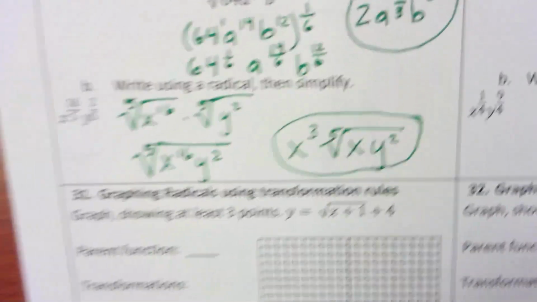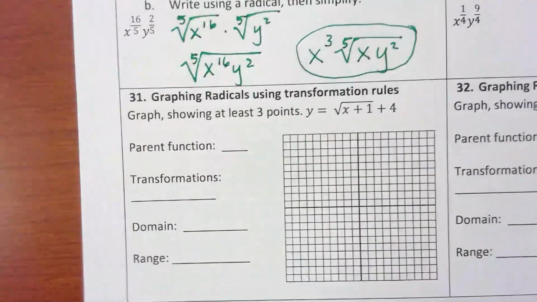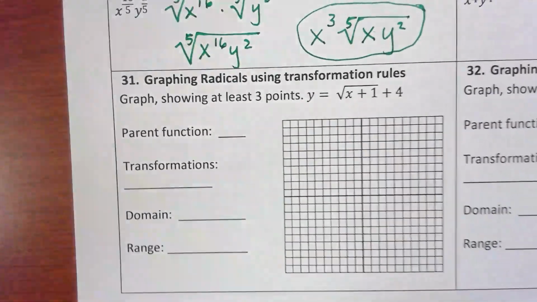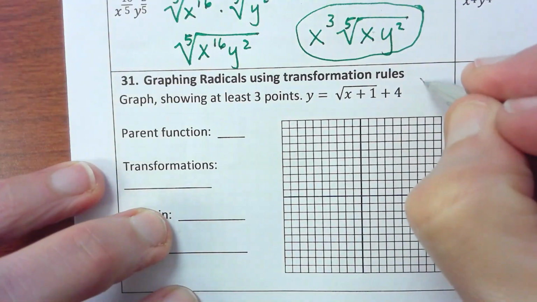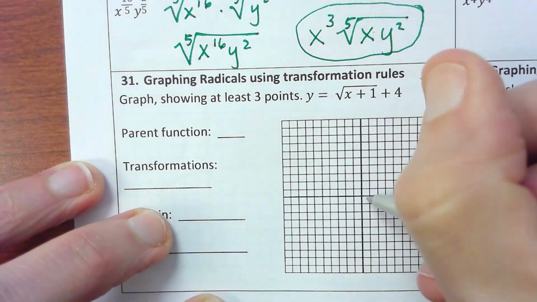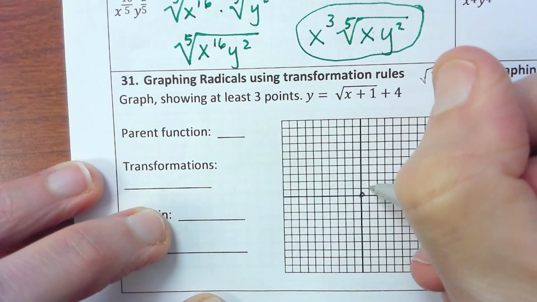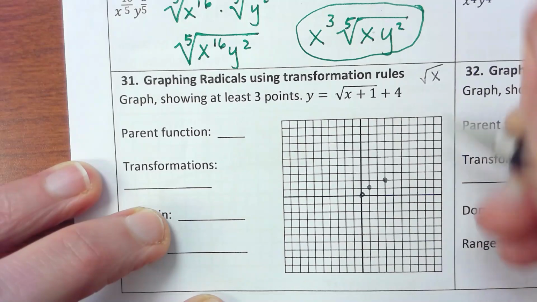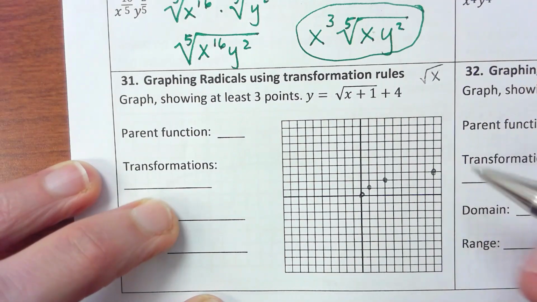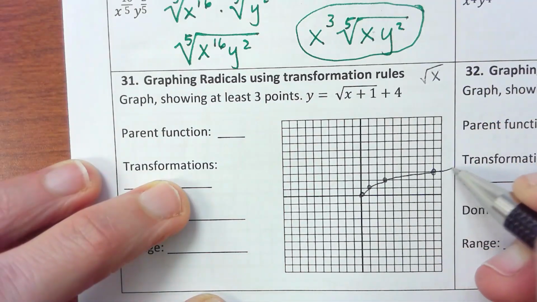Okay. Graph radicals using the transformation rules. So it helps to know what the parent function looks like. The parent function is the square root of x. And so I could take a black pen maybe and draw out what the square root of x looks like. This is the parent function. It has a point here, square root of 1 is 1, square root of 4 is 2, square root of 9 is 3. So the graph looks like that.